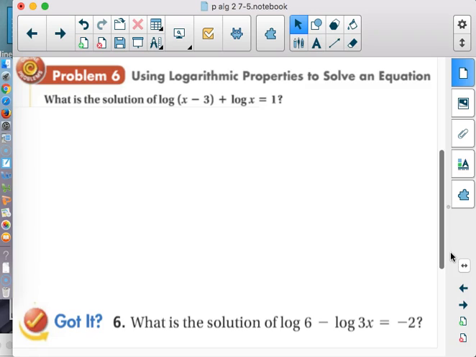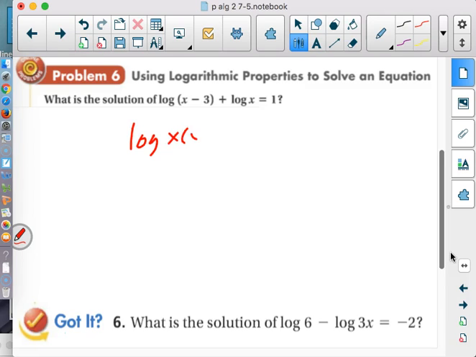We want this together. Addition in logarithm language came from what? Multiplication. So this would be the logarithm of, and I'm going to put x first, times x minus 3 equals 1. Well, we know how to multiply x through those parentheses. Let's distribute that.